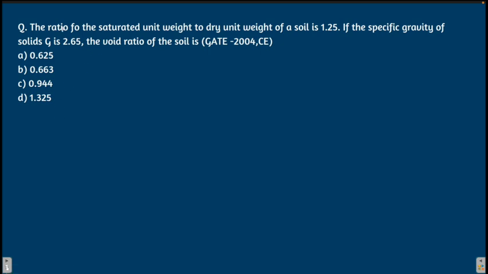The ratio of the saturated unit weight to the dry unit weight of the soil is 1.25. So given that if the soil was saturated, the ratio to the dry unit weight of the soil is 1.25, this data is given to you. Now the next statement says that if the specific gravity of the solids is 2.65, the void ratio of the soil is, we have to find the void ratio of the soil.